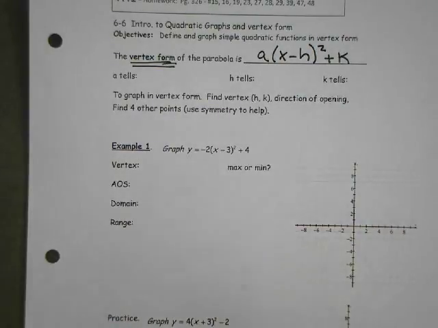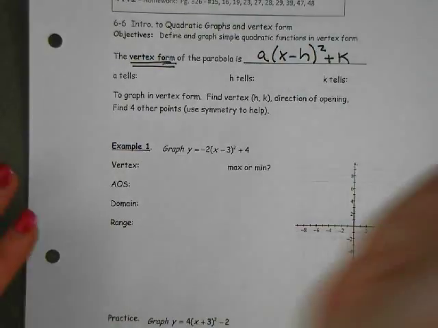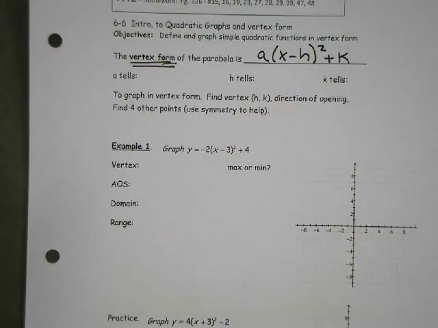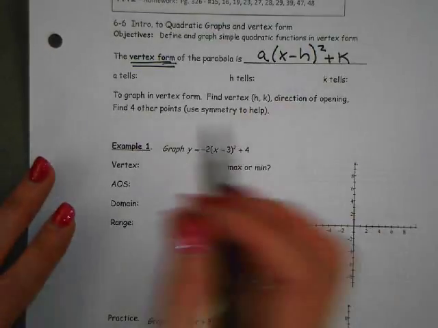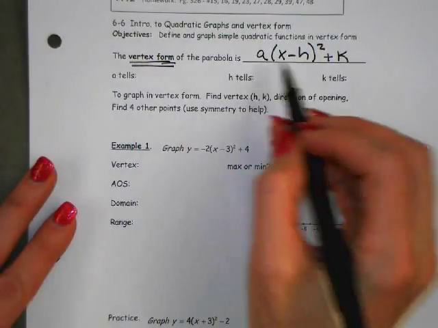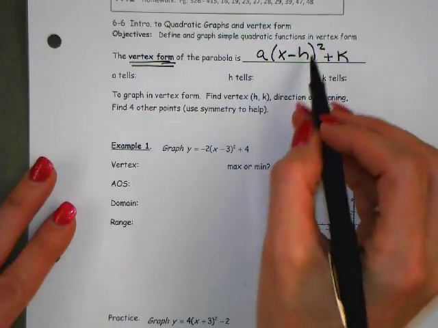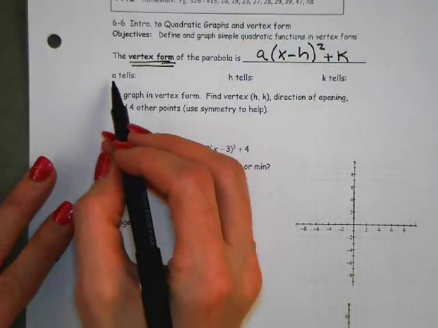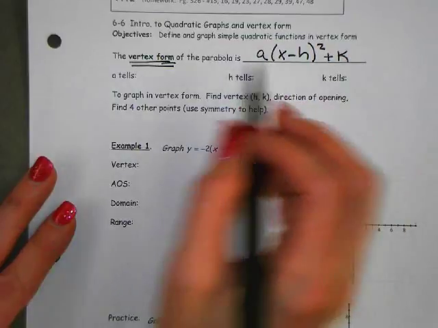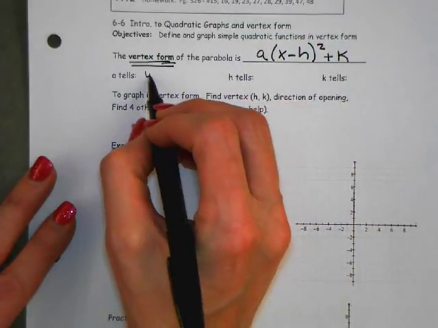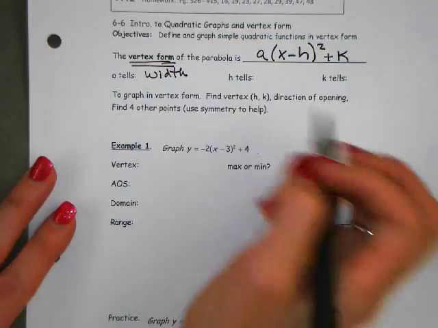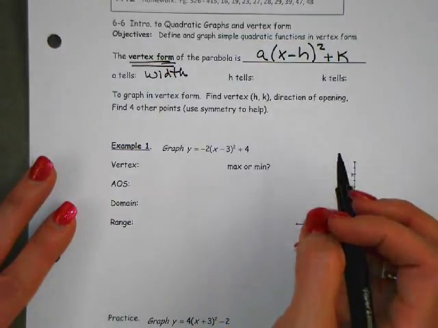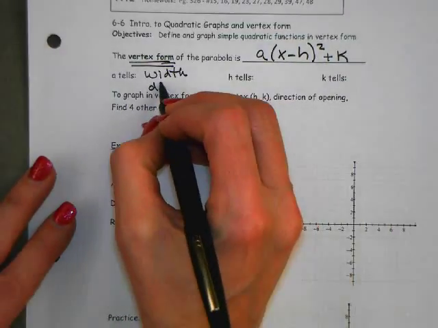The A, the H, and the K represent a very similar feature. Okay? Is the HK like the maximum? Okay? So we have here A and then parentheses x minus H squared plus K. A, when you have the value in front of that, tells us the width of the curve and then the direction.